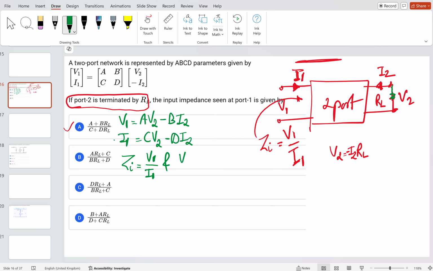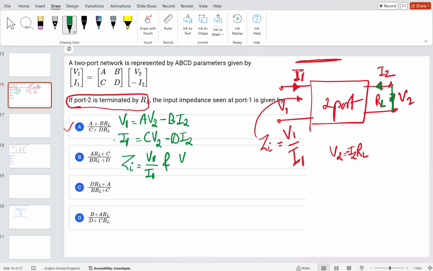Here, if you see, it is terminated by one resistance, that is RL. So the current I2 is coming into the two-port network, which is assumed to be positive. Second option D, sir. Okay, let me solve that. After that, we will verify which is correct. Try to see the procedure, that is more important.